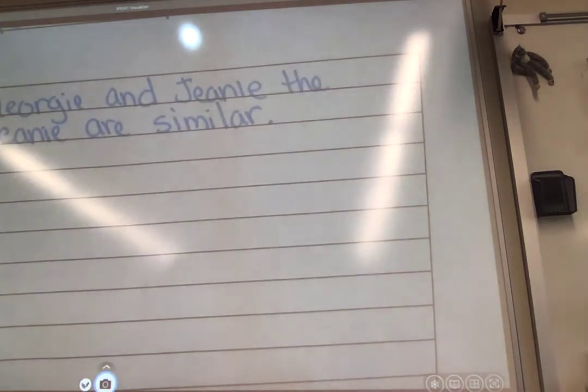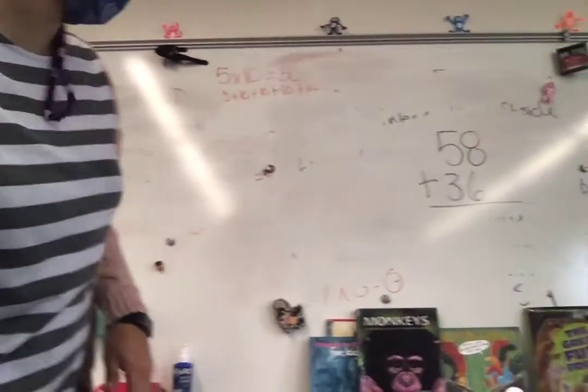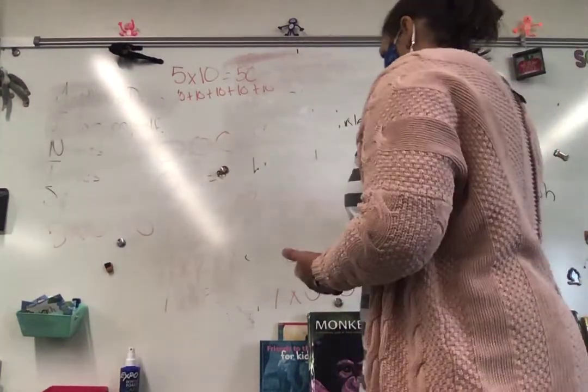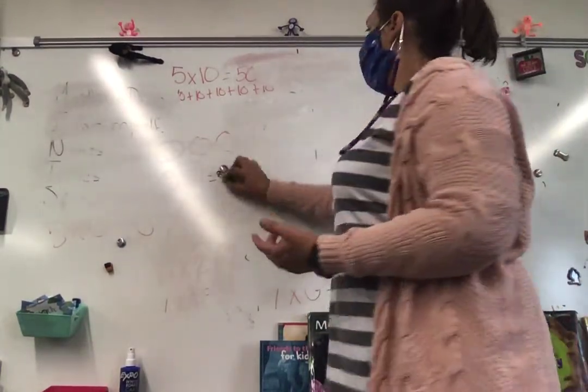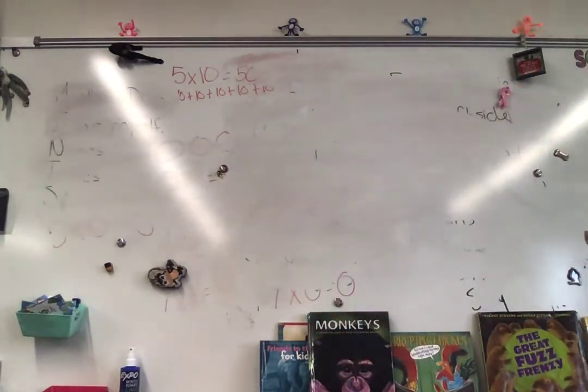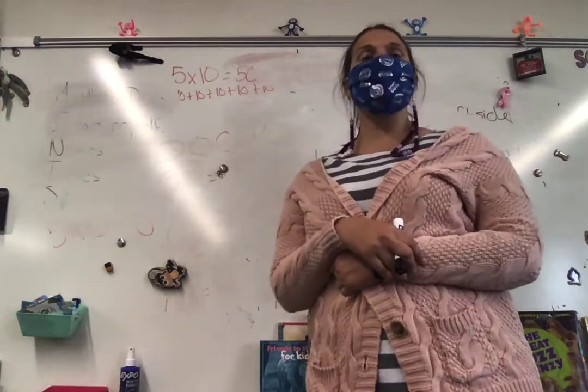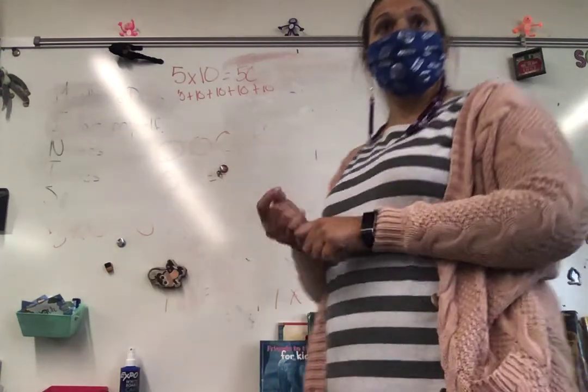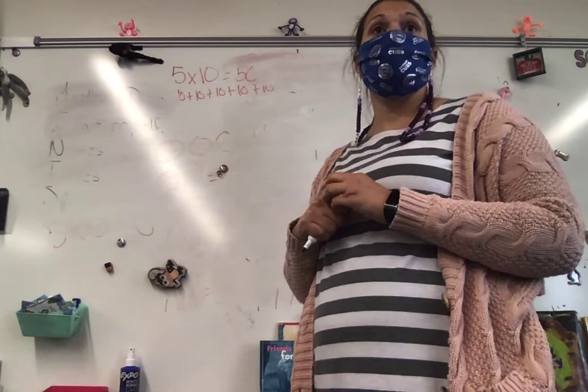What are some other ways that I might want to start this paragraph? And I'm going to put it on my whiteboard over here. What are some other ways that I might want to start this? Emily. But am I writing a story? No. So I can't say this is a story about Georgie and Jeannie the Meanie, because that's not what this paragraph's about. What else? Georgie and Jeannie the Meanie are similar. What's another way that I could state that? Brogan. Georgie and Jeannie the Meanie are alike.